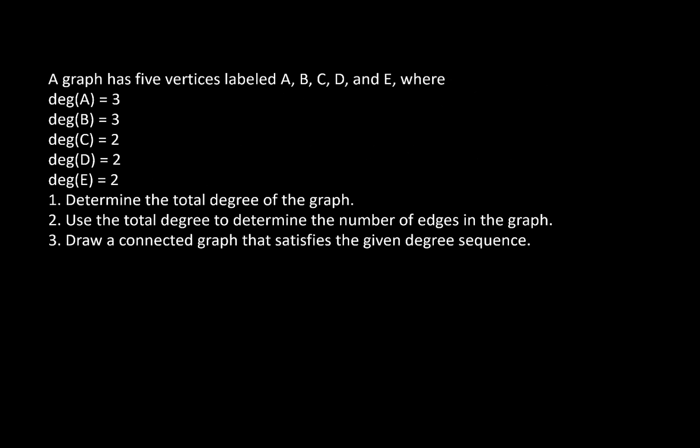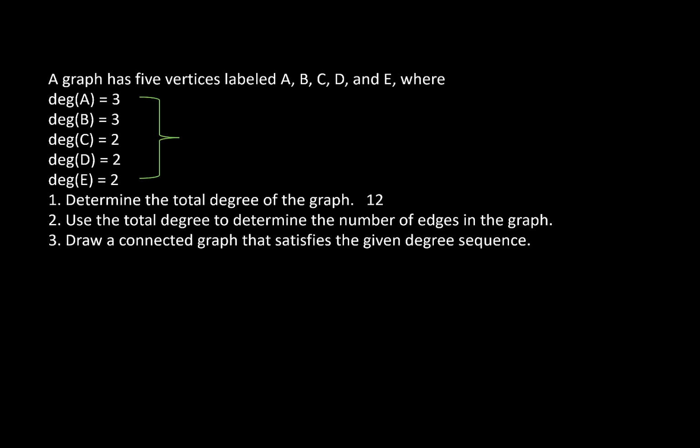So let's use what we learned to draw a graph. We're given a graph has 5 vertices, A, B, C, D, and E. The degree of A is 3, the degree of B is 3, the degree of C is 2, the degree of D is 2, and the degree of E is 2. The first question says determine the total degrees of the graph. So we need to add 3, 3, 2, 2, and 2, which is a total of 12.